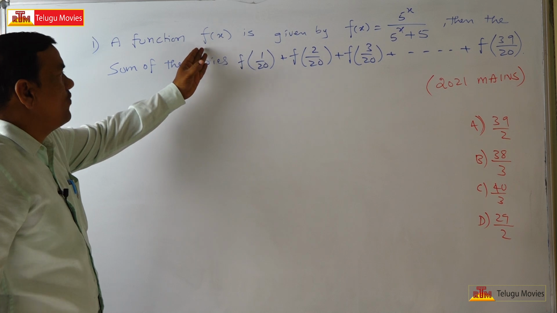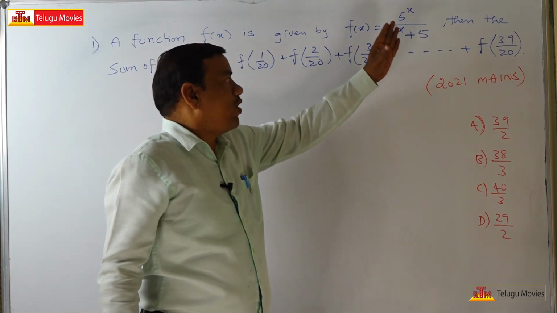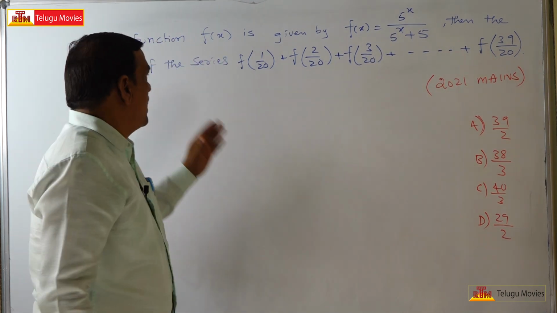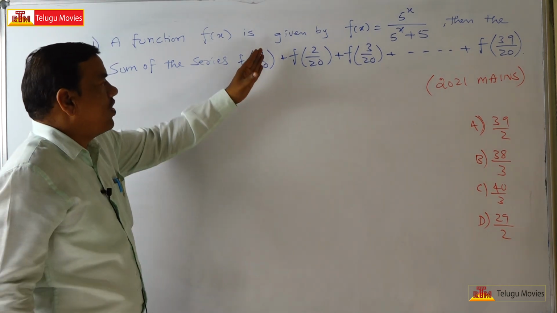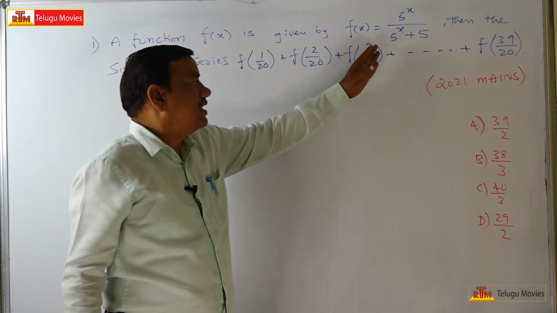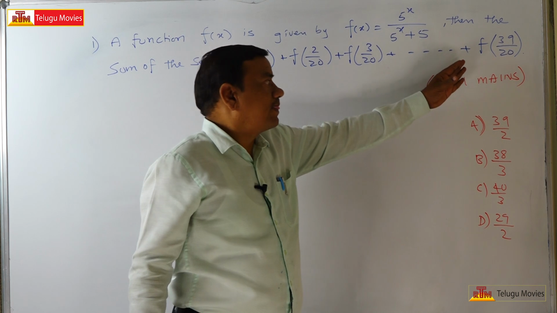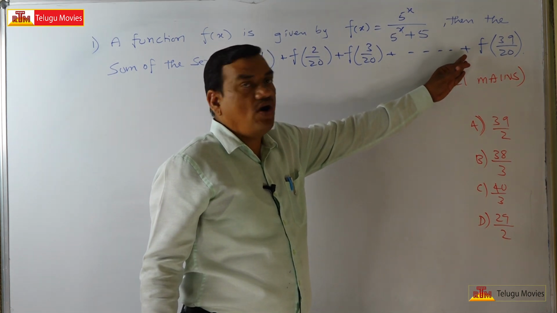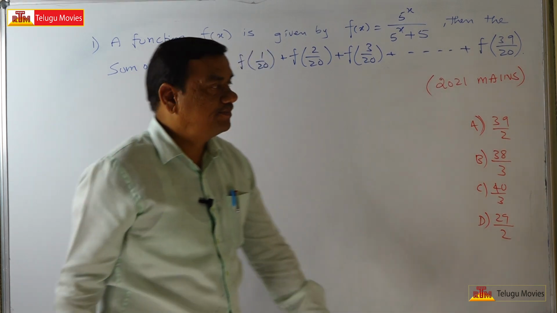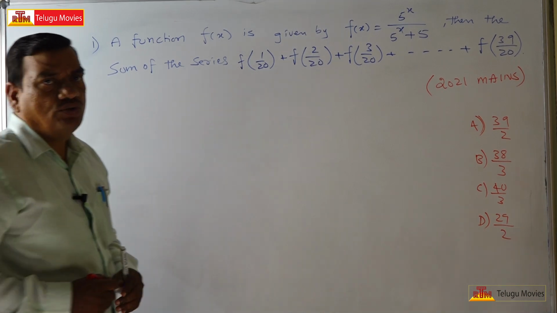A function f of x is given by f of x is equal to 5 power x upon 5 power x plus 5. Then find the sum of the series f of 1 by 20 plus f of 2 upon 20 plus f of 3 upon 20 and so on, plus f of 39 upon 20. How to do this problem? This was asked in 2021.